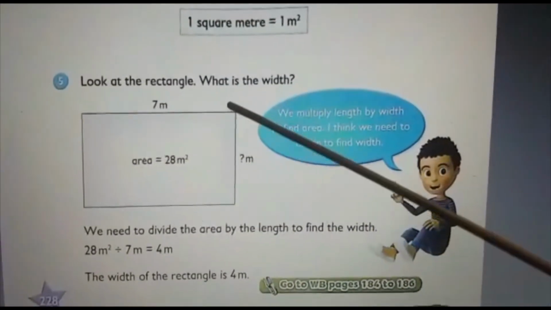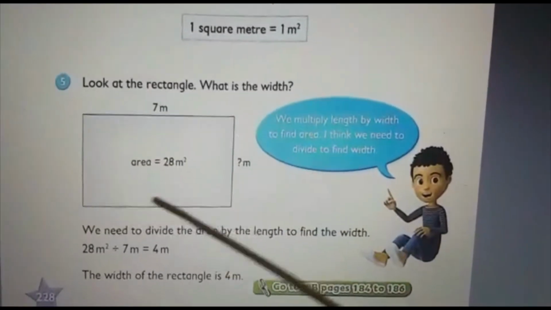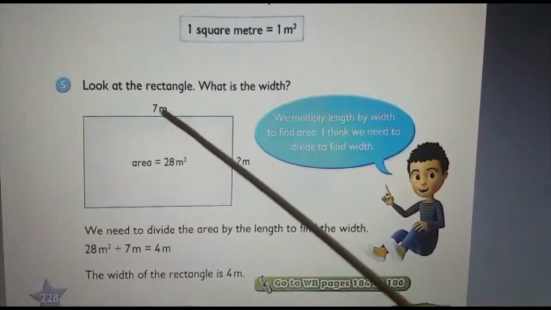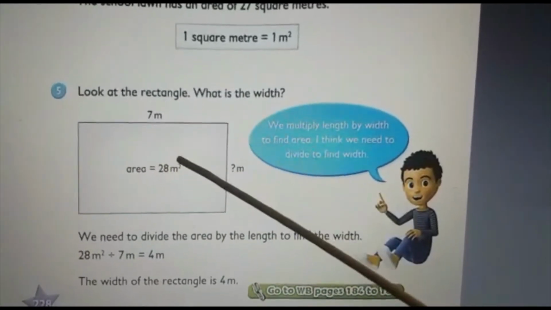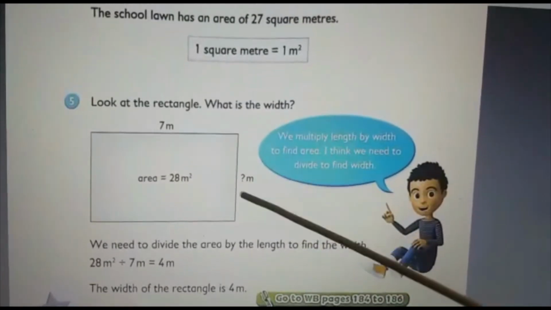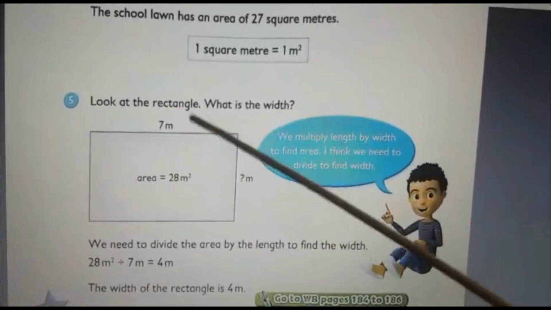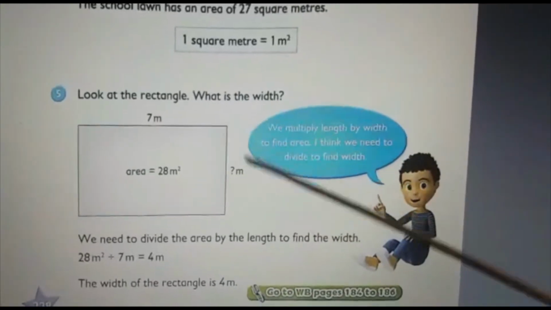Look at the rectangle. What is the width? We need to find the width of this. See, a figure is given here. 7 meter is the length and area is given. 28 meter square is the area. So what will be width? We know area equals length multiply width. So 7 multiply some number. We don't know this number. Gives you 28. So what is this width?